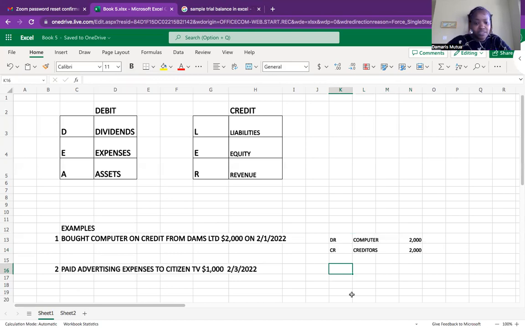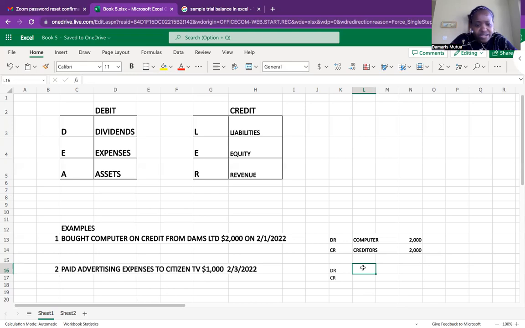Then the second example is we paid advertising expense to Citizen TV, $1,000. And this is on 3rd of February, 2023. Don't mind the date format. I know there are different date formats depending on where you are. Where I am, we start with the month, then the date, then the year. So there's an account that we're going to debit and there's an account that we're going to credit. We are affecting two accounts. One account is going to go up, the other one is going to go down.